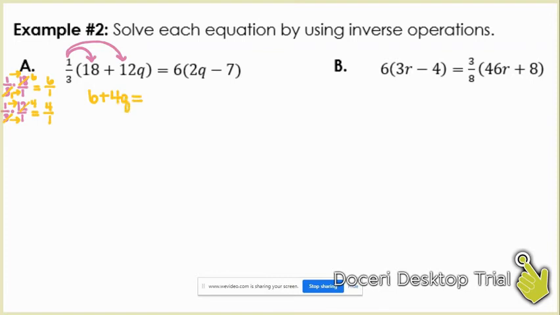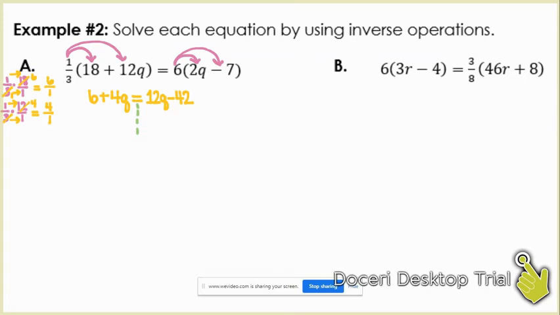We bring down the equal sign, and then we also have to distribute the 6 on the other side. So we have 6 times 2q and 6 times -7. 6 times 2q is going to give us 12q. 6 times -7 is -42. And then we look to see if we can combine like terms on the left or the right. There are no like terms on the left, and there are no like terms on the right, so I'm ready to move my q's to one side.